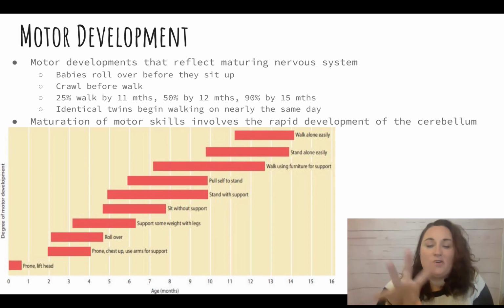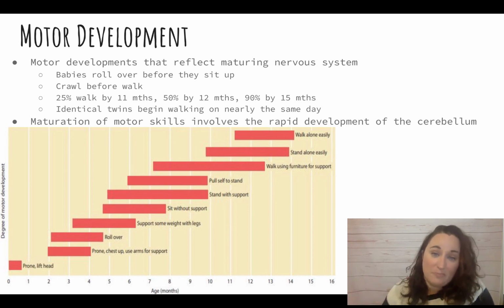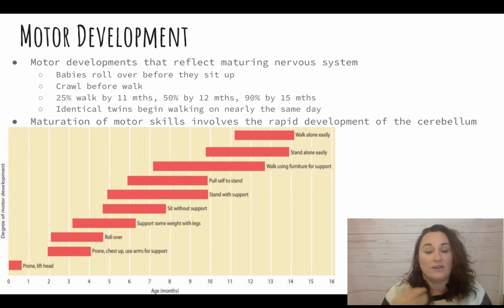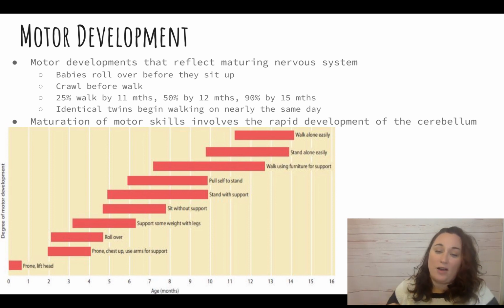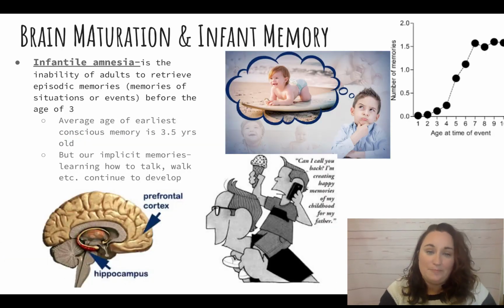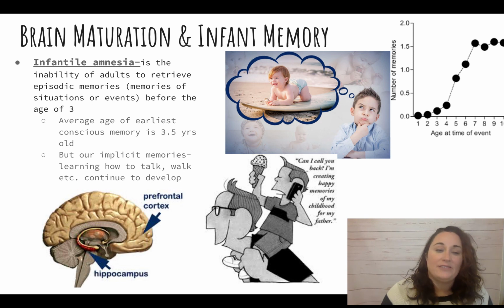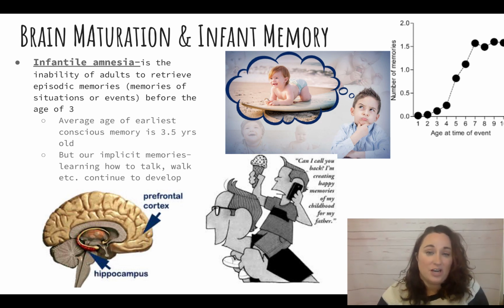And all of these motor development skills are correlated, now that you've learned about the brain, to the cerebellum, which you can remember is balance and coordination. And there's a memory connection to those things. So if you think about all of these things, rolling over, sitting up, walking, standing, all of those things require the cerebellum. Okay, and then another example of this is infantile amnesia.